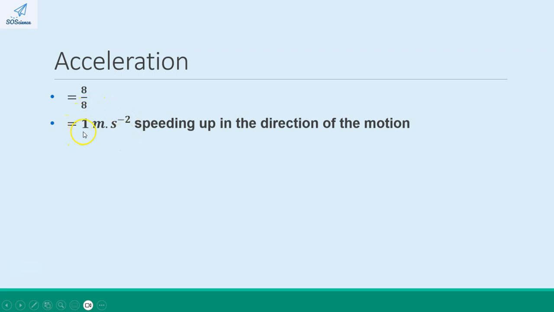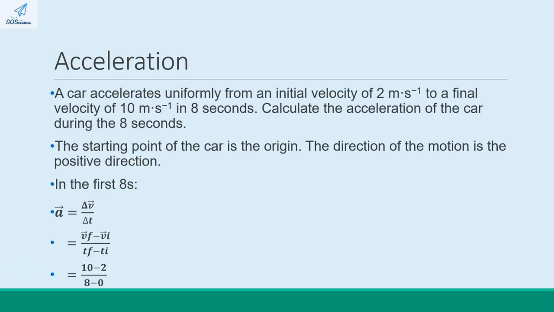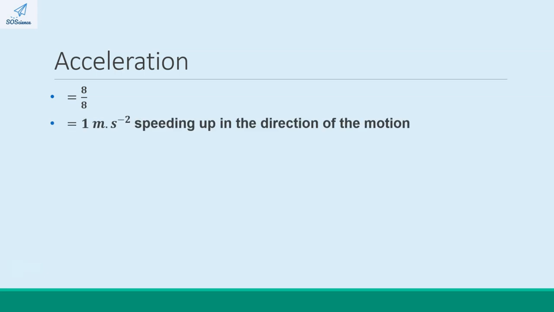Now, the fact that it's a positive answer either means that the object was speeding up in the positive direction, which we defined as the direction of the motion, or slowing down in the negative direction, opposite to the direction of the motion. But what we know, based on the way that the question was asked, is that the car accelerated from 2 meters per second to 10 meters per second. So that means that the car was speeding up. So a positive answer must mean that the direction of the motion was in the positive direction, which we defined as being the direction of the motion.